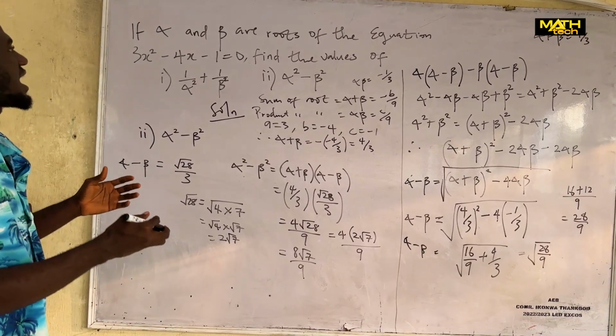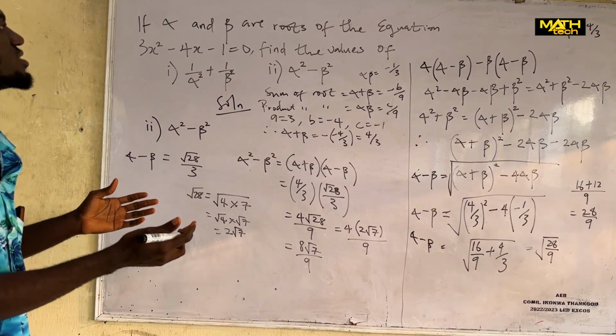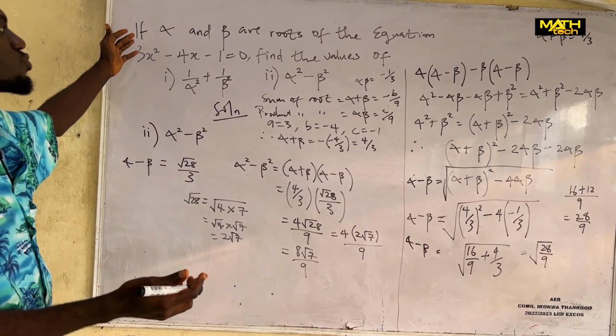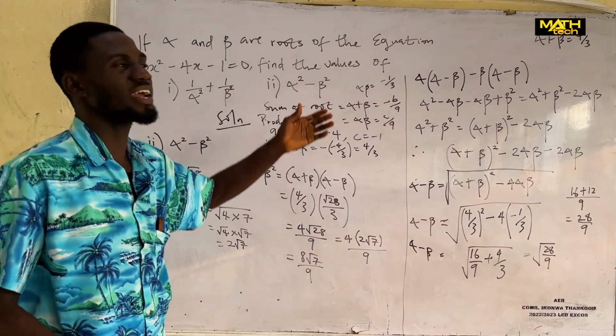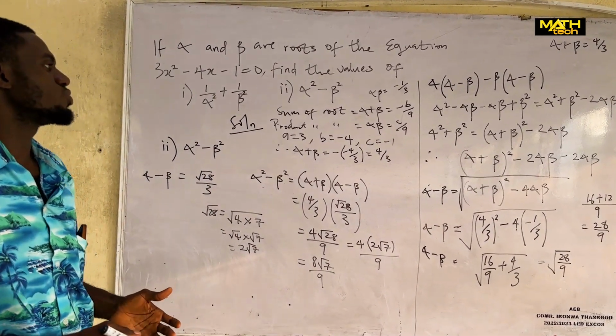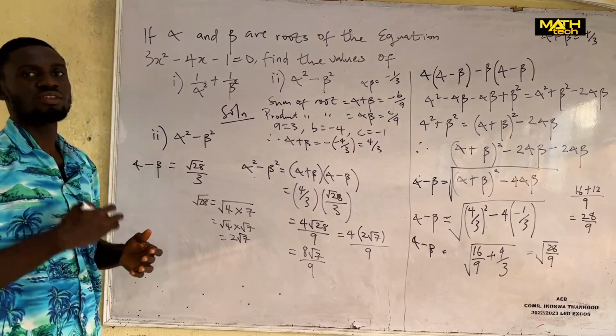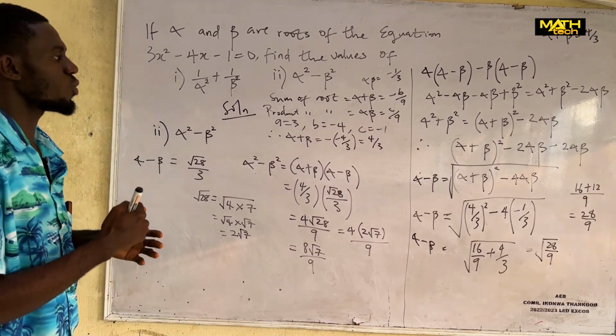So this is it, and this is everything. Talking about these questions, finding the value for alpha plus beta and finding the value for alpha minus beta, I think this is all we have to do. You can take the video back again, watch it from the beginning so that you understand.